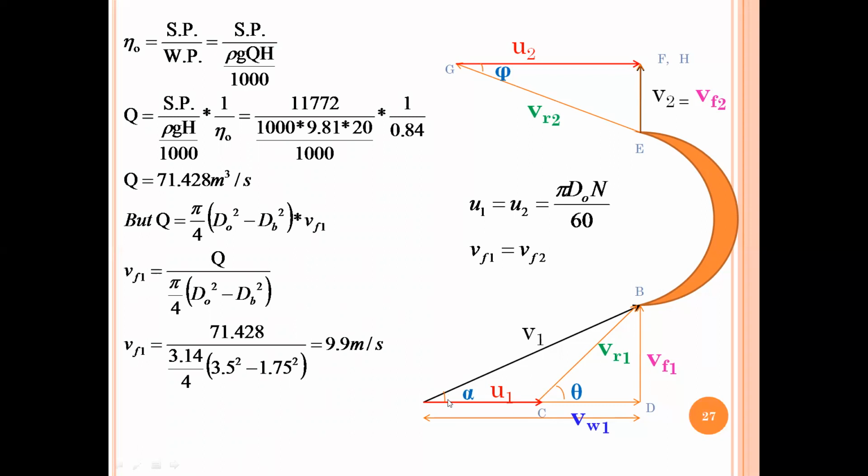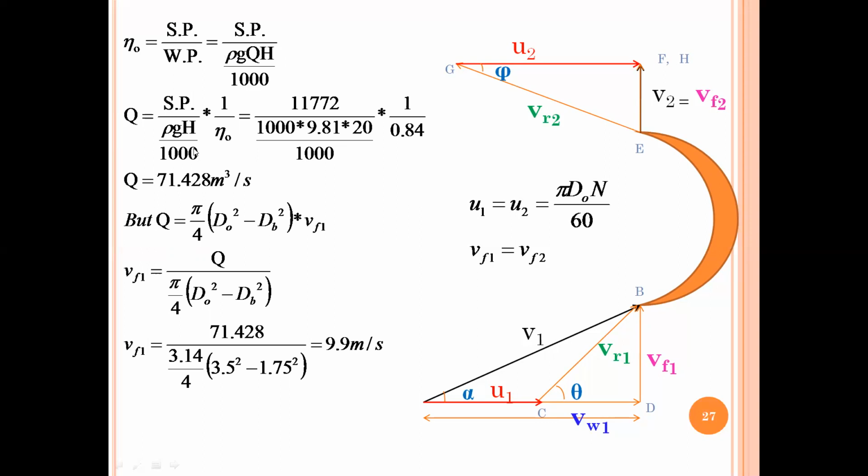So I can make use of this alpha angle. First, I'm making use of my overall efficiency, that is shaft power by water power, so that I can get the discharge, and from the formula of discharge I can calculate my VF1 value. The water power is again standard rho GQH by 1000. So when I substitute the overall efficiency, I'll be getting a discharge as 71.428 meter cube per second.